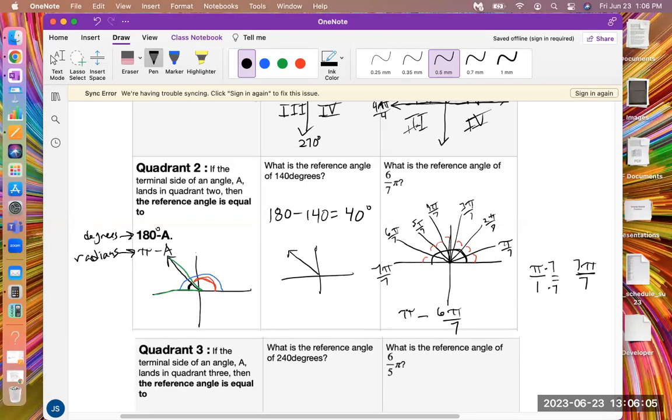So now I can rewrite this as 7 pi over 7, because pi was equal to 7 pi over 7. So then we can now subtract them. When you subtract fractions, you keep the denominator the same, and then you just subtract the numerators. So 7 pi minus 6 pi is 1 pi. 1 pi over 7, or just pi over 7, is your reference angle.